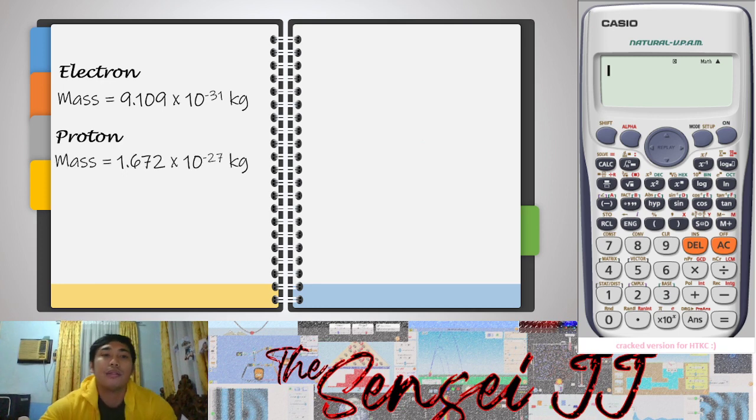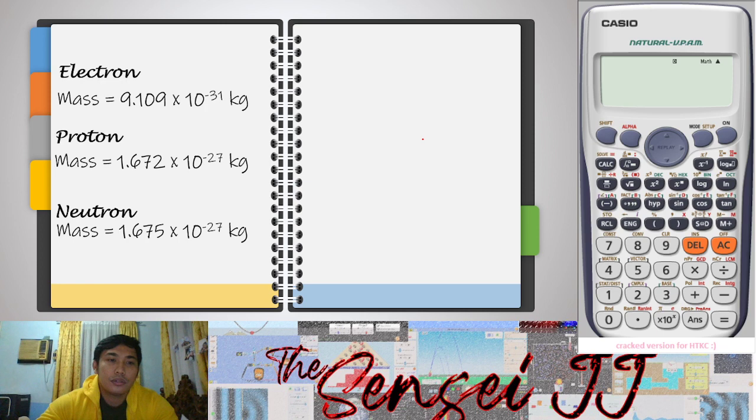1.672 times 10 raised to negative 27 kilograms. So, sir, why are you giving it to us? Because it should have been given earlier. But I added it now so you can better grasp the values and components of our charged particles. And we also have the neutron, with a mass of 1.67 times 10 raised to negative 27.